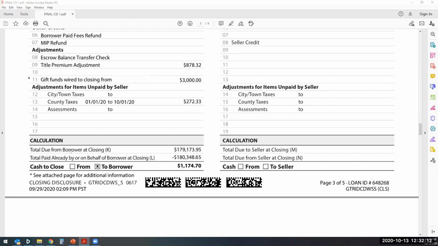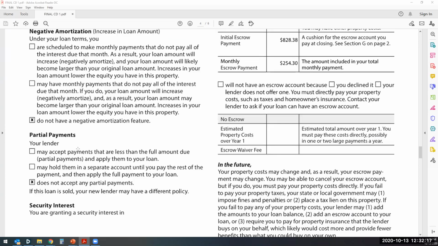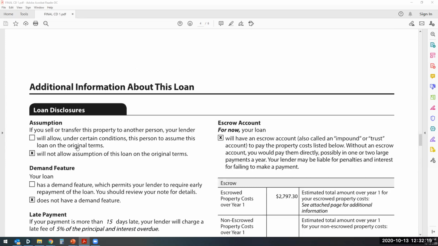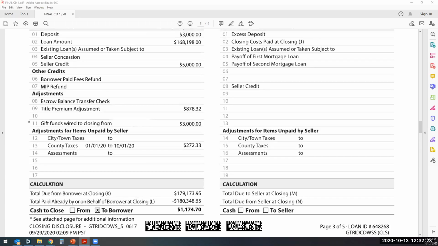Okay. Now let's go back. This is the end of the closing disclosure. So let's go back to some questions. So Katie, you were saying that you were a little bit confused. Does the buyer pay 12 months plus 2 months at closing? You're talking about the taxes, or you're talking about insurance.